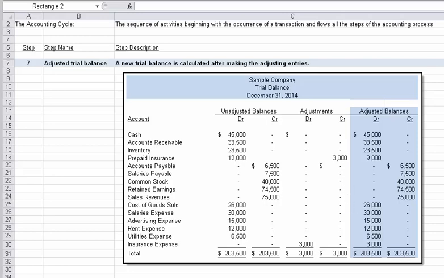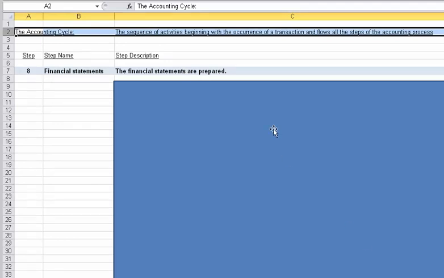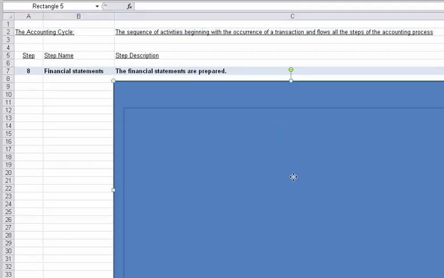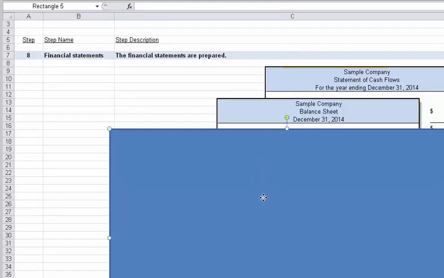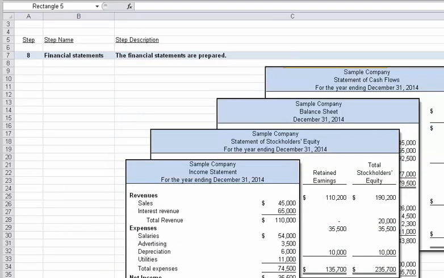Okay, after we prepare the adjusted trial balance, now we're ready to prepare the financial statements, and we rely on the adjusted trial balance to put it together. Let me slide this off the screen for you. Okay, now we're going to put together 4 financial statements. These are the primary financial statements, and we put them together in this order: the income statement, the statement of stockholders' equity, the balance sheet, and the statement of cash flow.